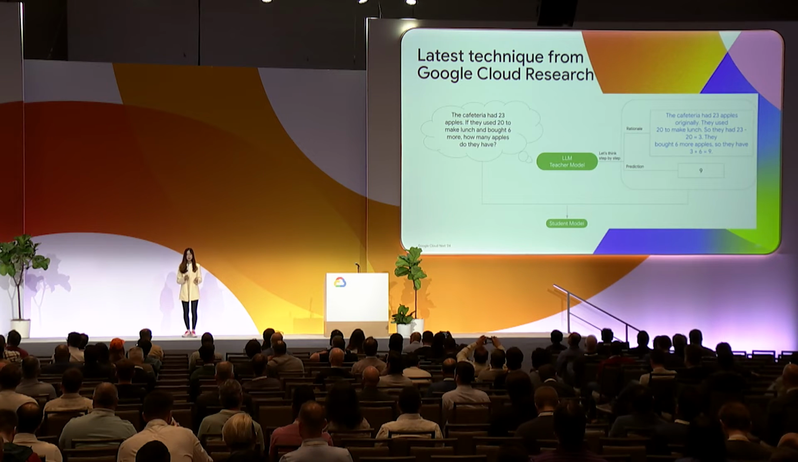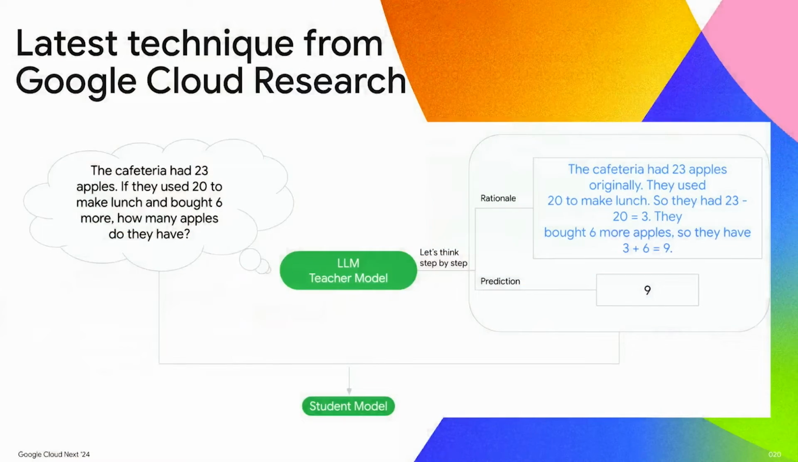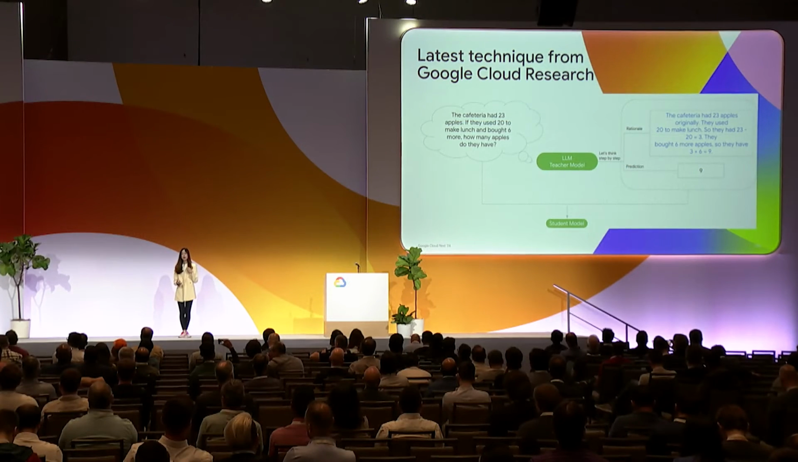At Vertex AI, we adopted the latest distillation technique from our Google Cloud research. This is a published paper called Distilling Step by Step. You can easily find it from Google search. It has all the technical details. But at a high level, how this works is that we use a powerful teacher model to generate the prediction and the rationale behind this prediction, so why the model is making such a prediction. Then we use both the rationale and the prediction to train a much smaller student model to learn from the teacher.